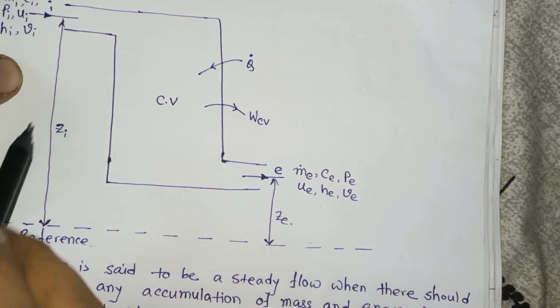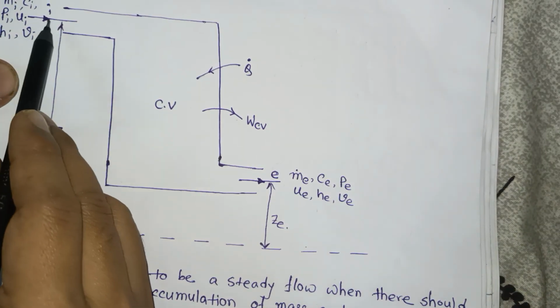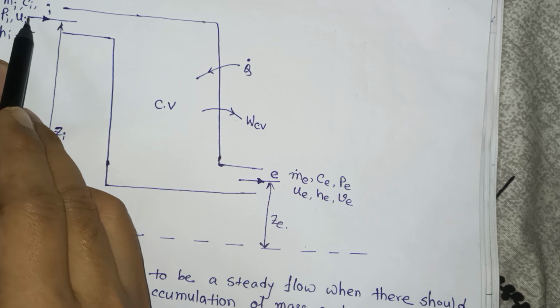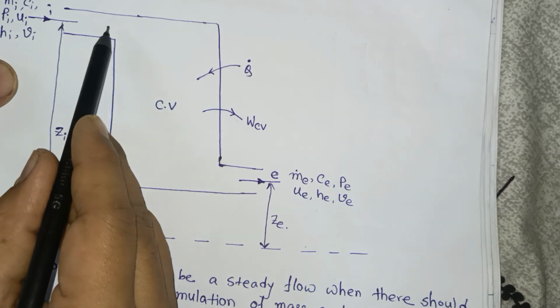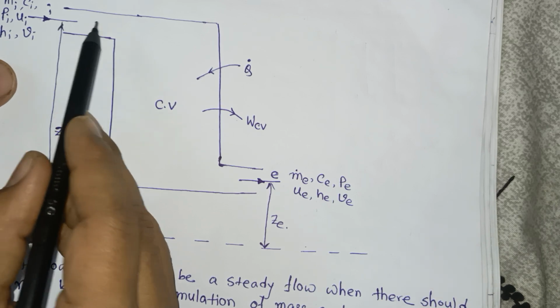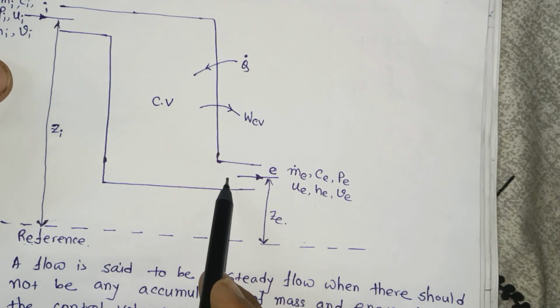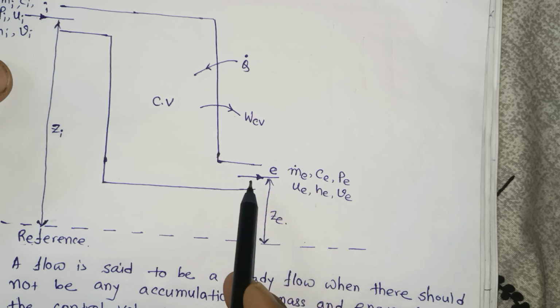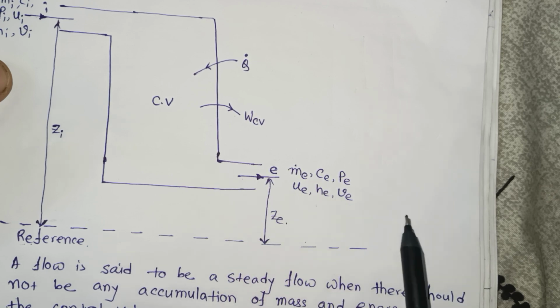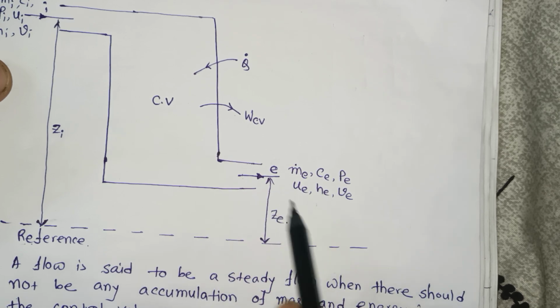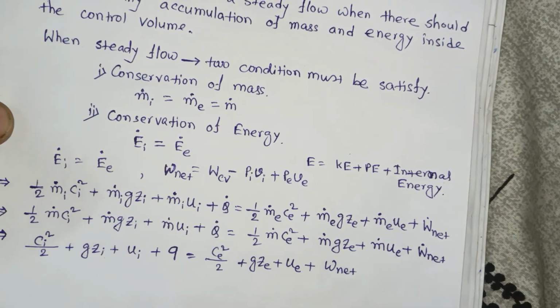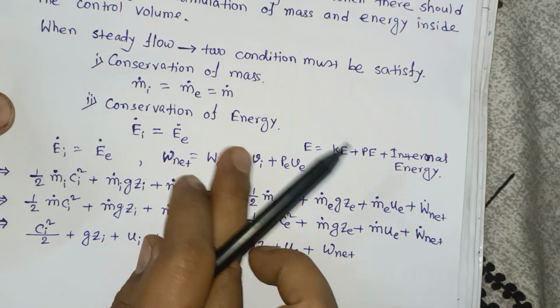Minus sign is because the work is coming into the system. When fluid enters the system, this work done will be negative, and when fluid is leaving the system, at the exit, that will be positive, plus Pe Ve. Okay, so put this W net value in this equation.